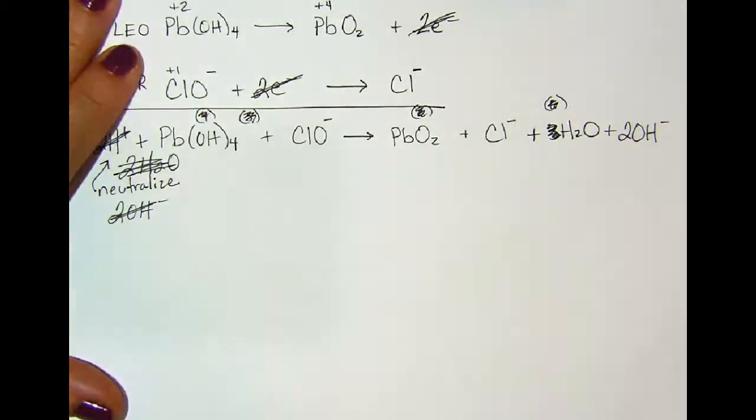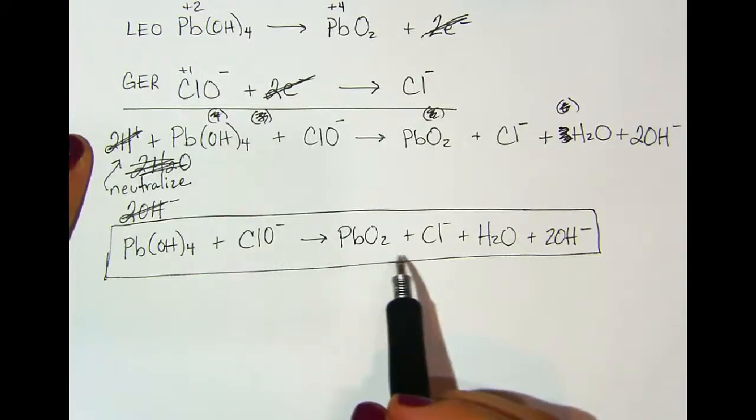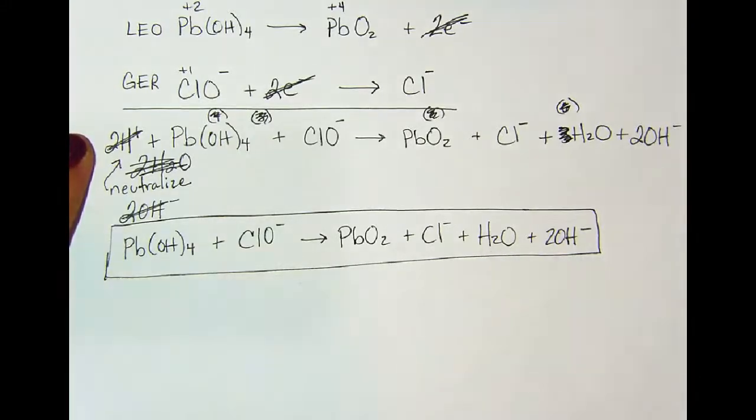And so my final answer would be lead 4 hydroxide plus the ClO minus yields PbO2 plus Cl minus plus 1 water plus 2 hydroxides.